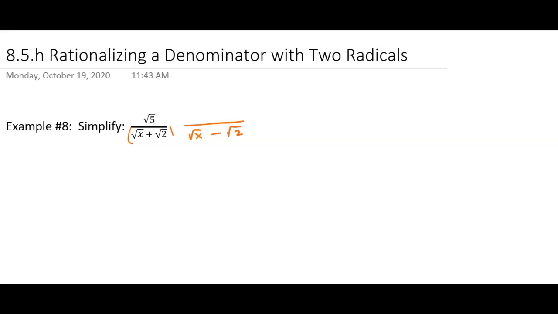Now I can put parentheses because that'll help me when I go to FOIL it. And then I'm going to multiply by the same thing in the numerator. Now in the numerator, I have the square root of 5 times the square root of x minus the square root of 2. I would probably distribute that, but I'll do it later.